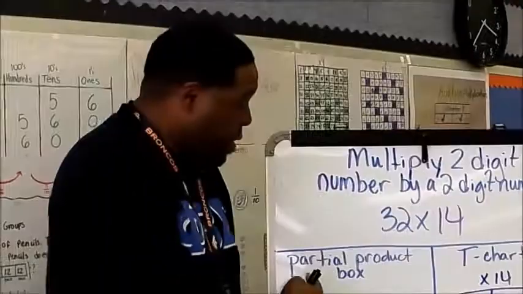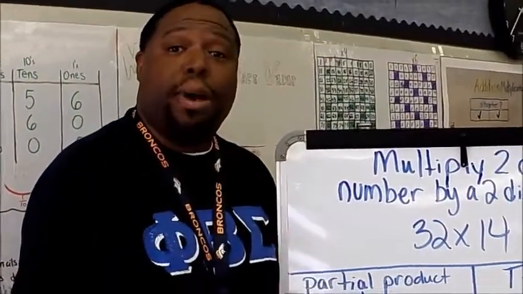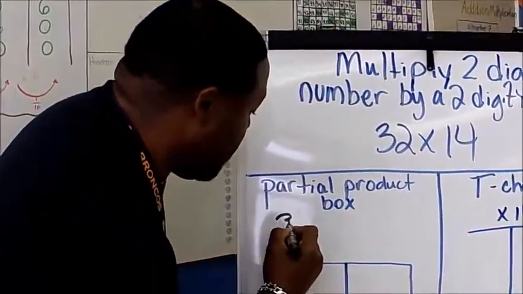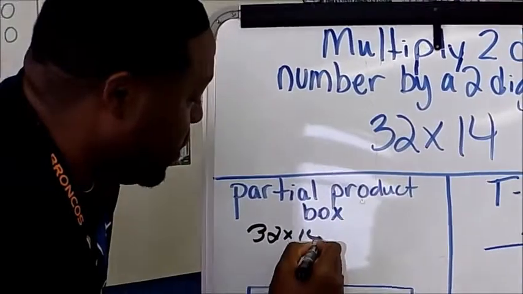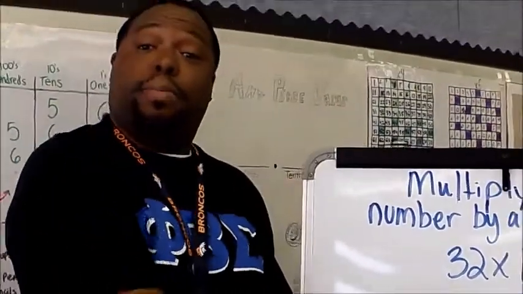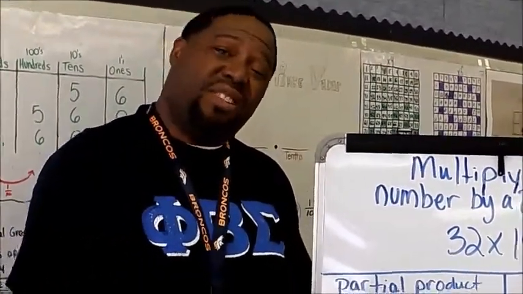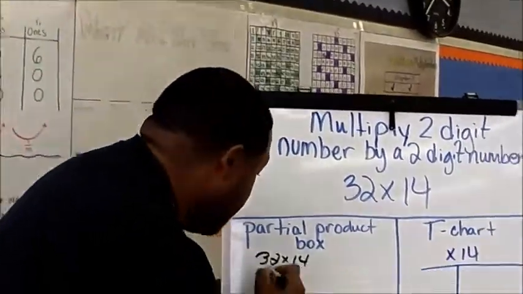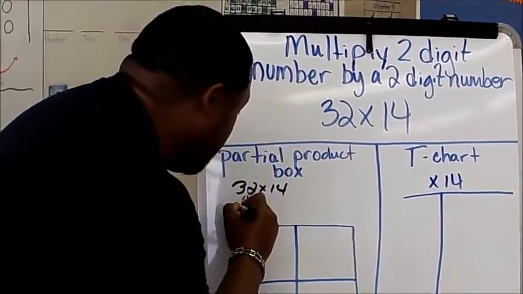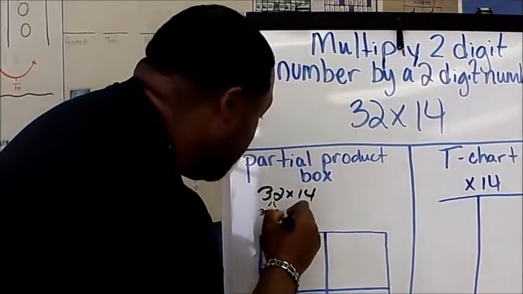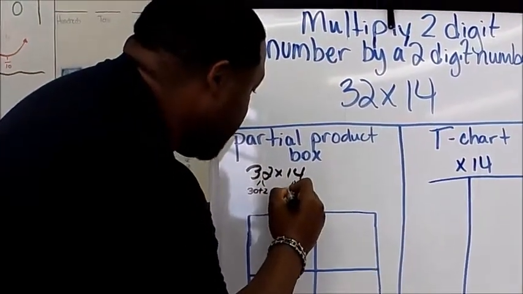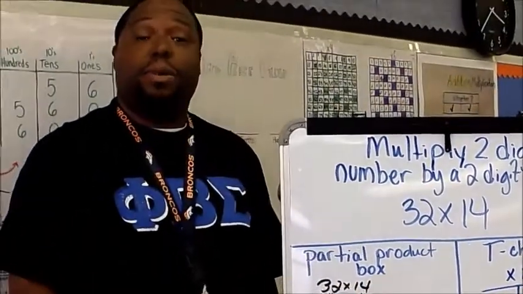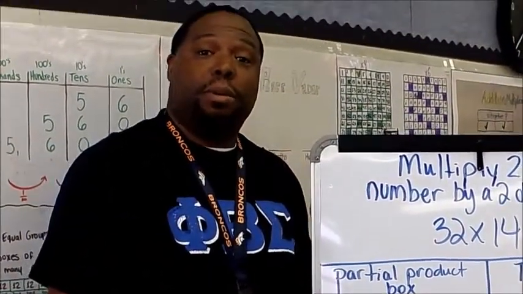All right, so today we're going to start with a partial product box. The way that we do that is we go ahead and write our number in, which is 32 times 14. We need to decompose these numbers into numbers that are easier to multiply, like a 10. So we're going to find multiples of 10 here. I'm going to decompose 32 into 30 plus 2, and I'm going to decompose 14 into 10 plus 4. So now I have a decomposed number that's going to be easier for me to multiply.